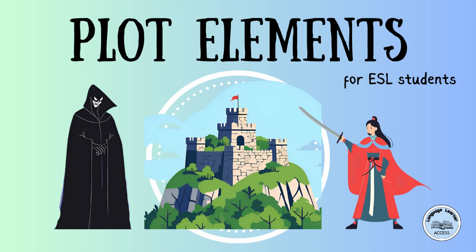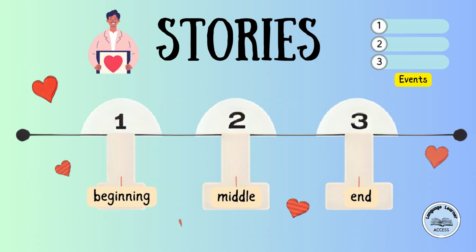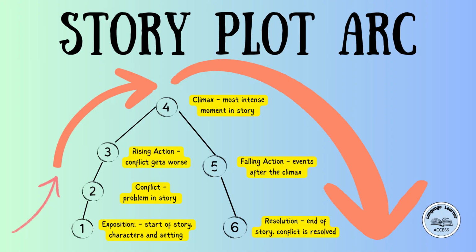Plot elements. Why do people love stories so much? What makes stories interesting? It is the sequence of events in a story. It is what happens in the story. This is called plot. Plot is what happens in the story.